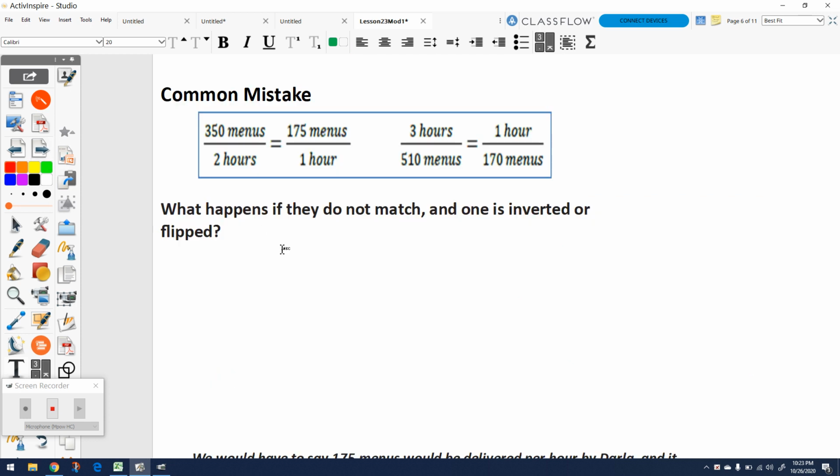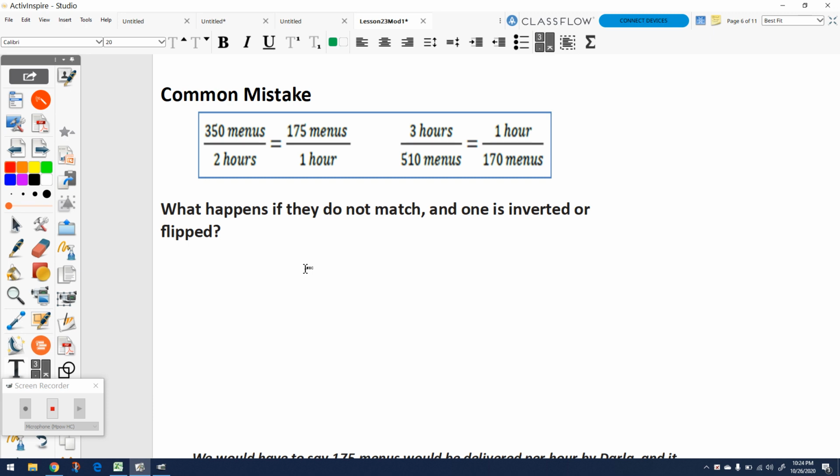All right. We need to take a look, though, at what happens if you wrote them backwards. Now, looking at this, a common mistake, it says 350 menus in 2 hours. And then we actually reduced it to the unit rate, and we wrote 175 menus in 1 hour. Well, look at Drew's. Notice Drew's, I accidentally put the 3 hours on top. So I said, in 3 hours, he can do 510 menus.